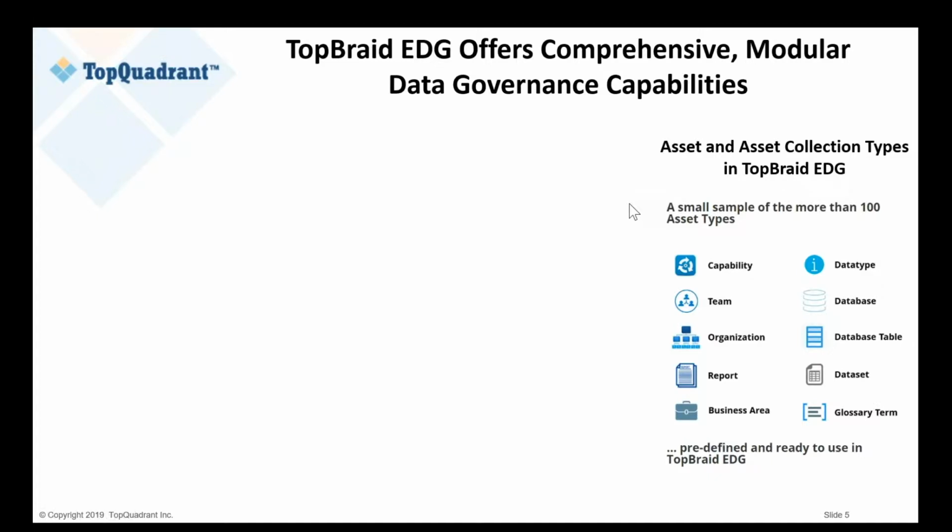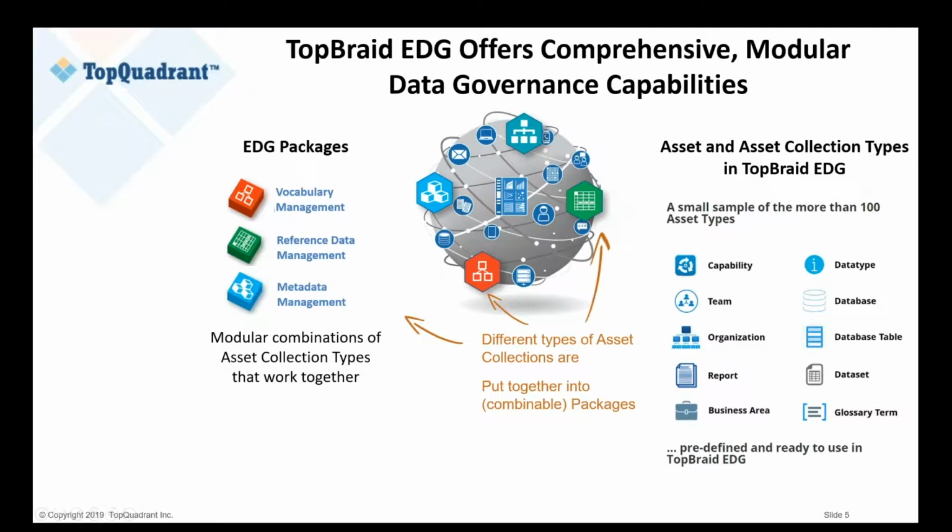Information about assets is grouped into meaningful domains or collections according to the asset type. And these different types of assets and different types of collections help to focus and manage data governance tasks. With EDG, you can start from several different data governance packages, which are modular combinations of asset collection types that work together to support a comprehensive but staged approach to data governance.